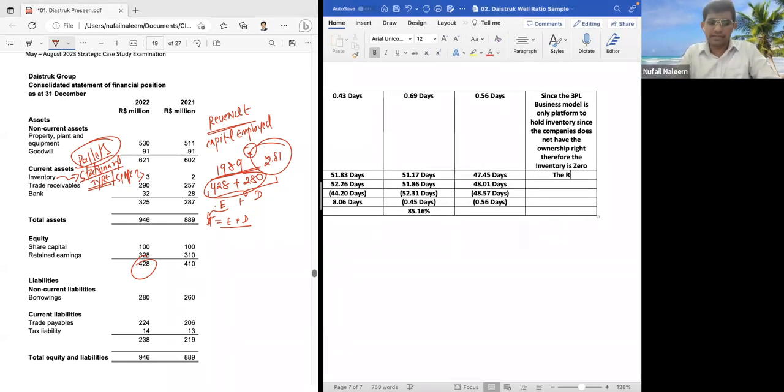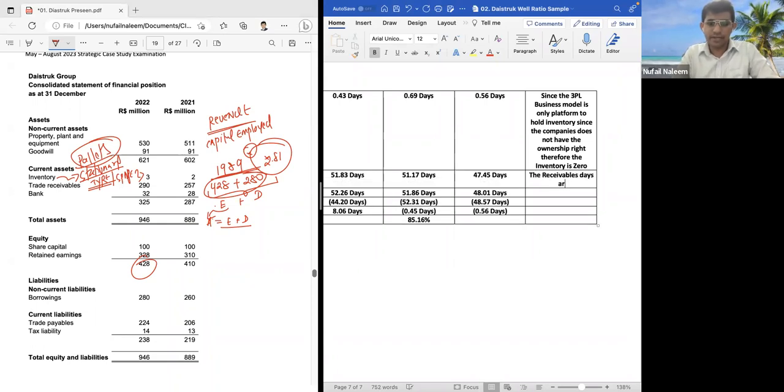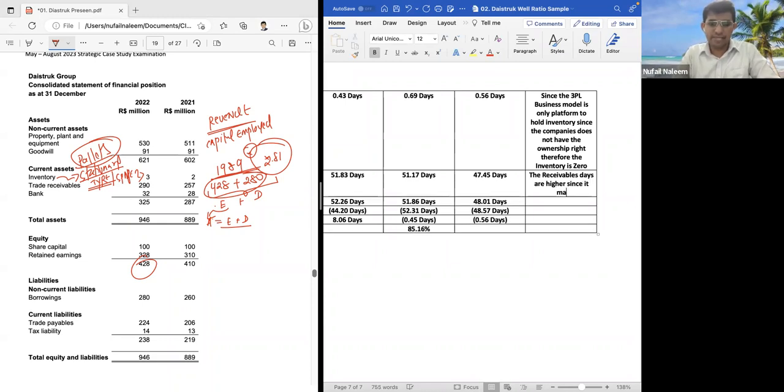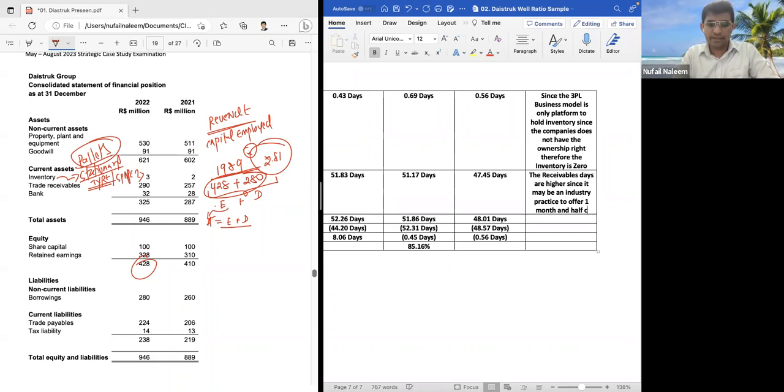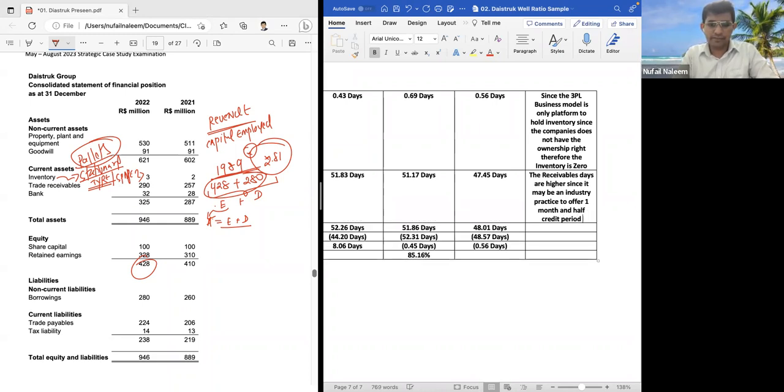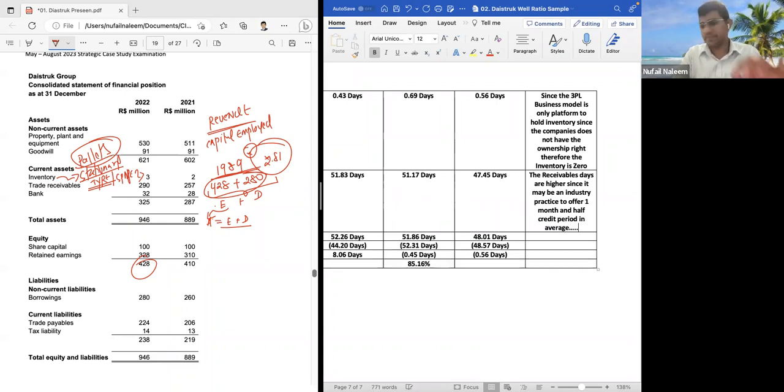The receivable days are higher since it may be an industry practice to offer 1.5 months credit period on average. Full stop.